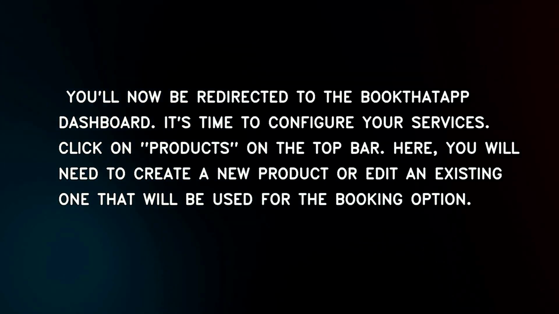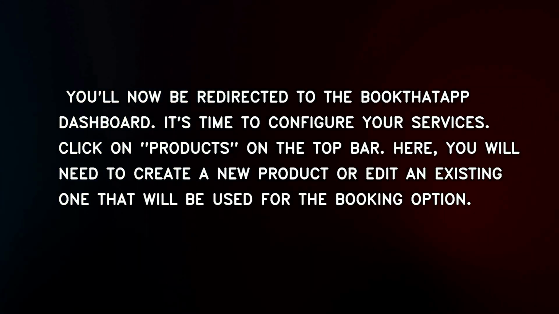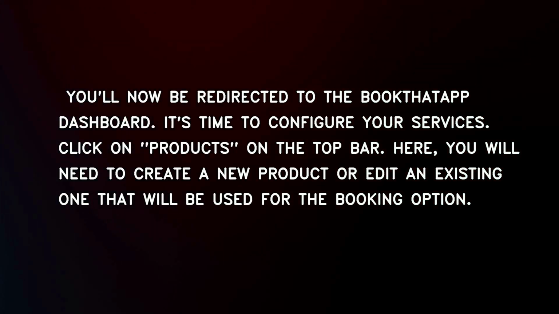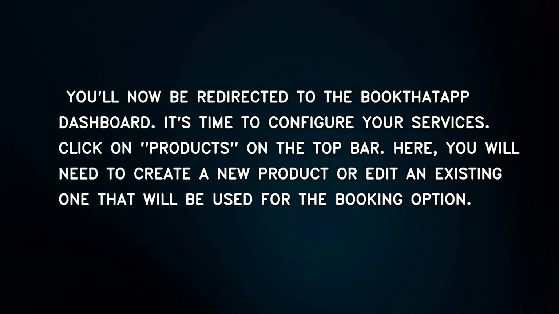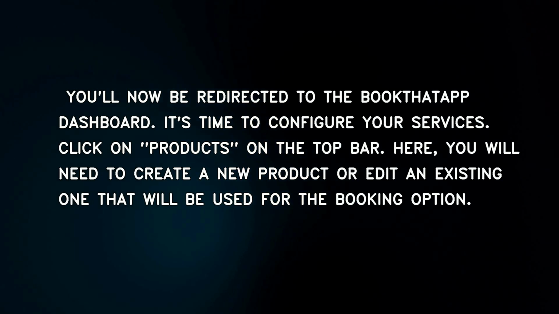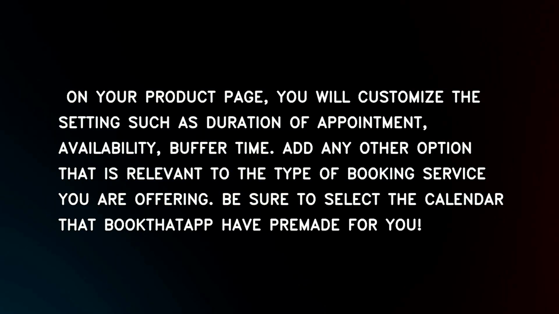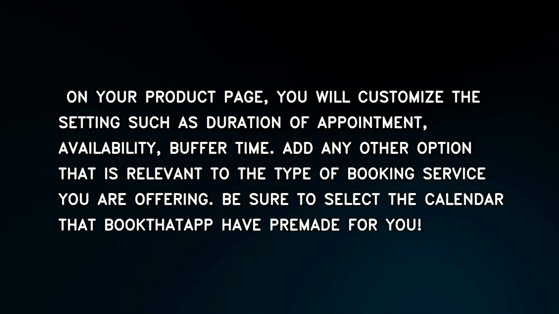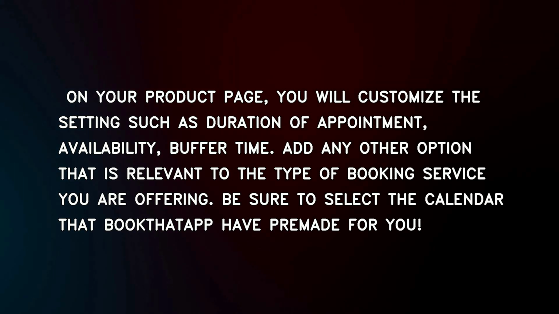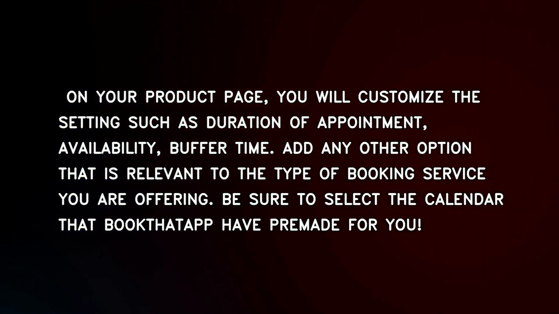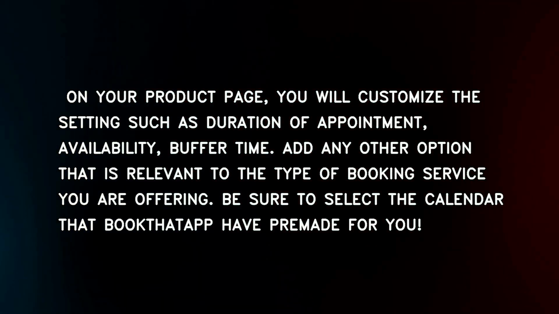You'll now be redirected to the BookThatApp dashboard. It's time to configure your services. Click on Products on the top bar. Here, you will need to create a new product or edit an existing one that will be used for the booking option. On your product page, you will customize the settings such as duration of appointment, availability, buffer time. Add any other option that is relevant to the type of booking service you are offering.